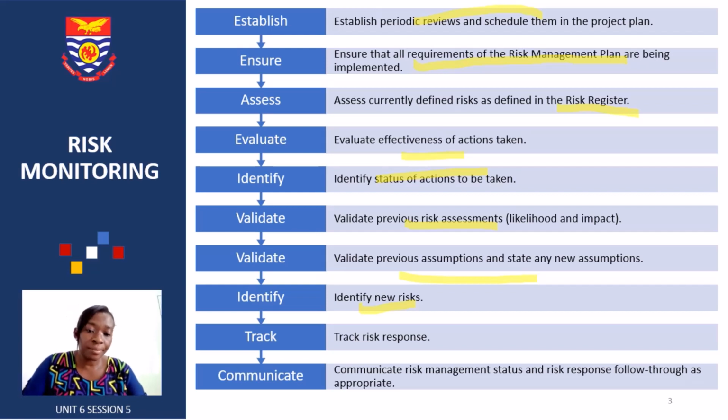Then you can also track risk responses. So maybe in the first case we're using avoidance. Now we realize that, oh no, we're using more of risk sharing instead. We need to track all those risk responses, and then communicate the risk management status and risk response follow-throughs to the appropriate people or stakeholders who are involved. We made mention that communication in the project is very, very key, especially when it comes to the project, its team, and its stakeholders as a whole.